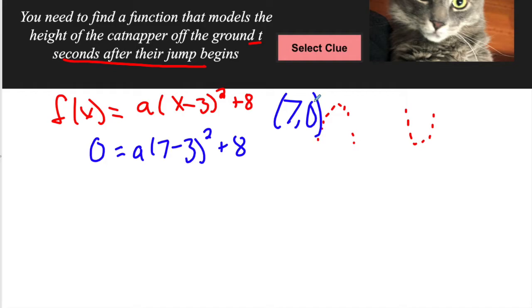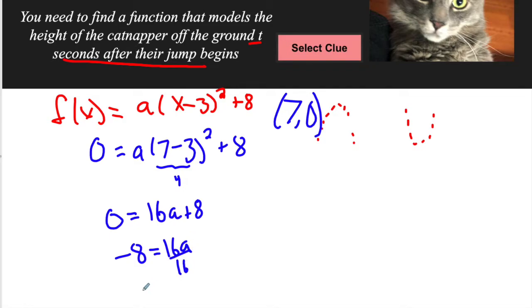So, let's see if we can simplify this. So 7 minus 3, that will give us 4. We square 4 and we get 16. Then we subtract 8 on both sides because we're solving for a. We divide by 16 and we get a equals negative 8/16, which is negative 1/2.